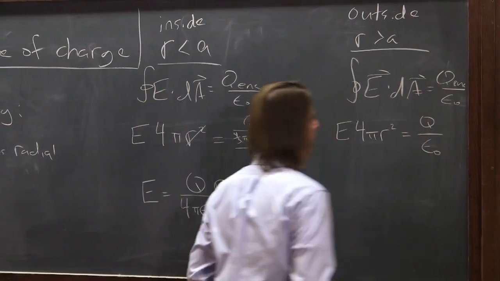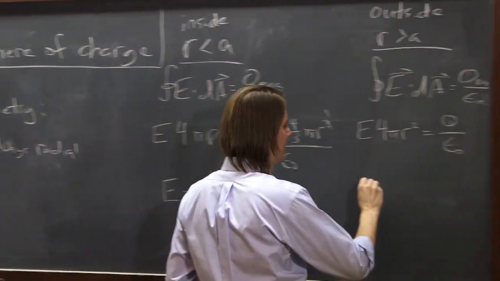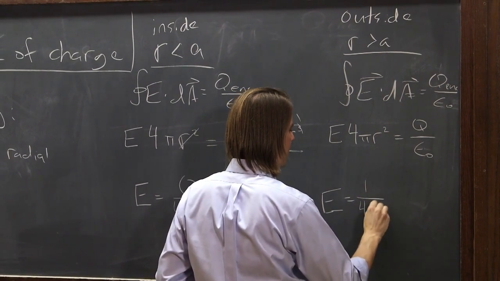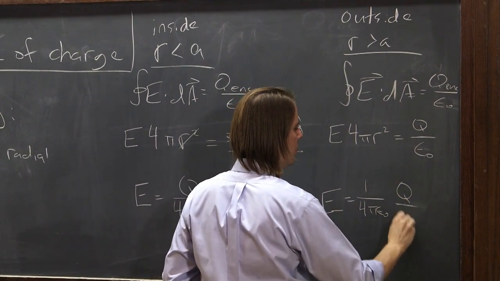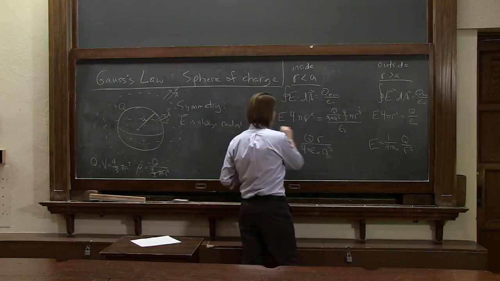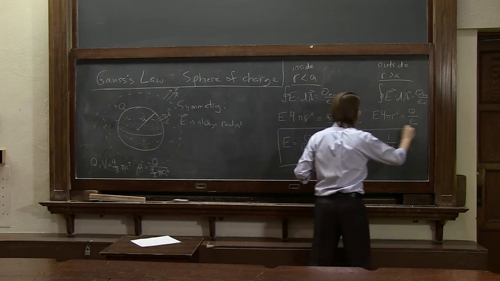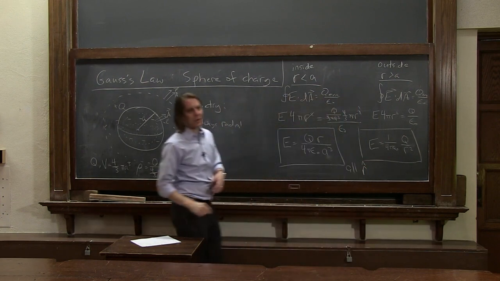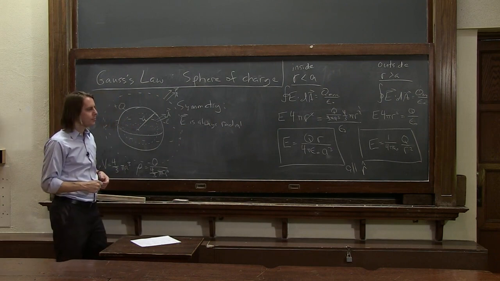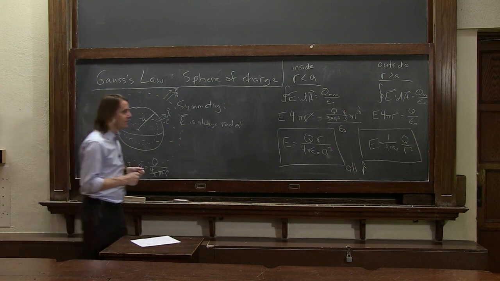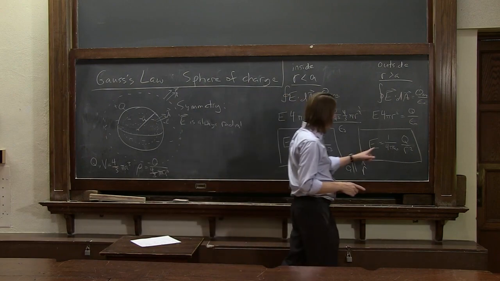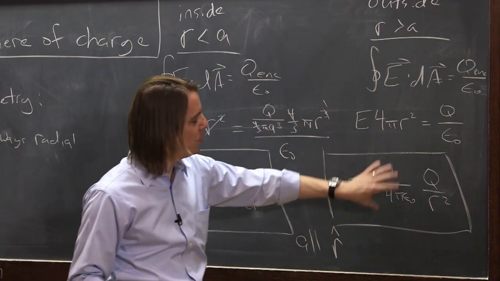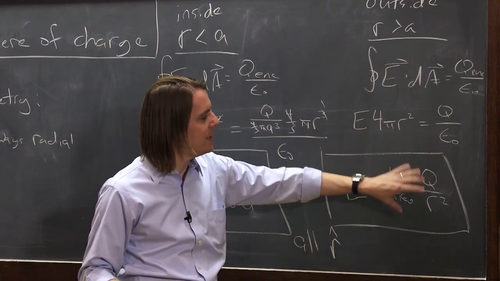over epsilon naught. If we solve that for E, we get something that looks familiar: 1 over 4 pi epsilon naught, Q over r squared. So this is inside and this is outside, and they're all in the r hat direction, or in a radial direction. And you will see that the spirit of Coulomb will forgive me, because as long as you're outside the charge, it does obey Coulomb's law. This is Coulomb's constant, 1 over 4 pi epsilon naught. It's basically Ke Q over r squared.